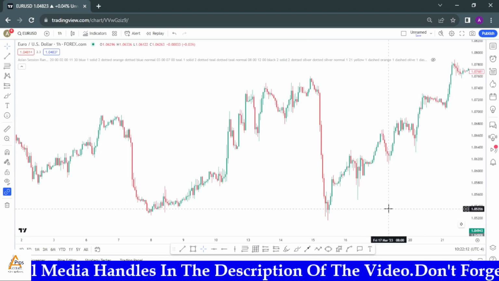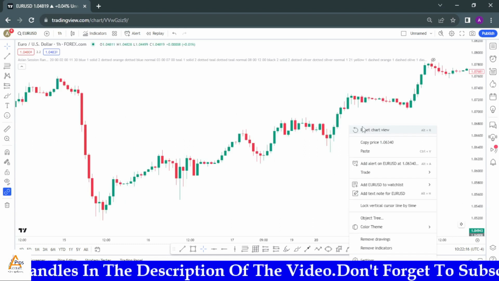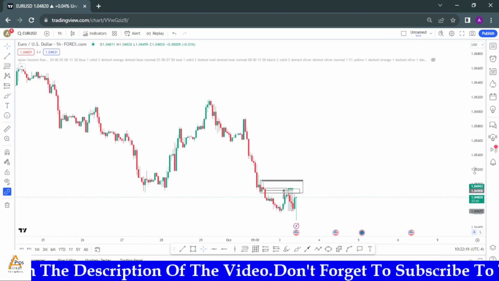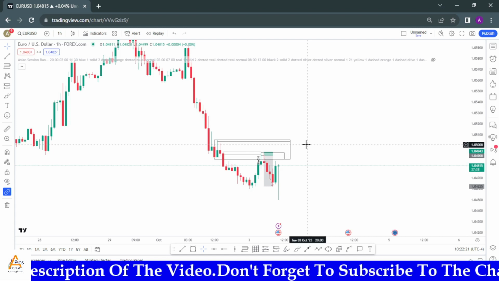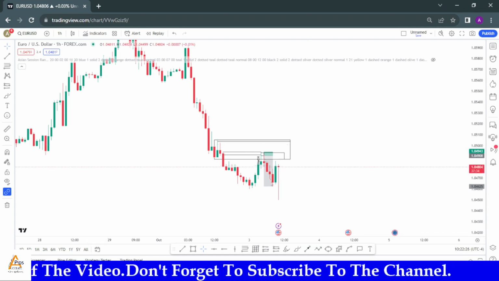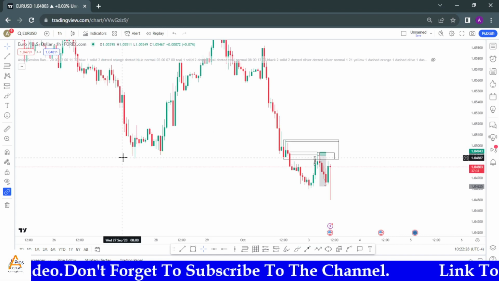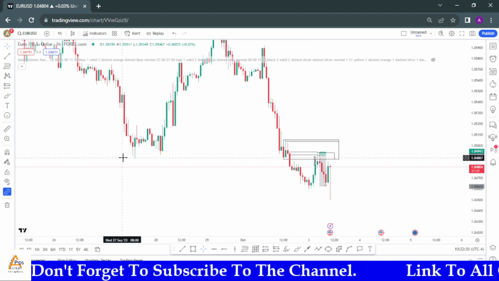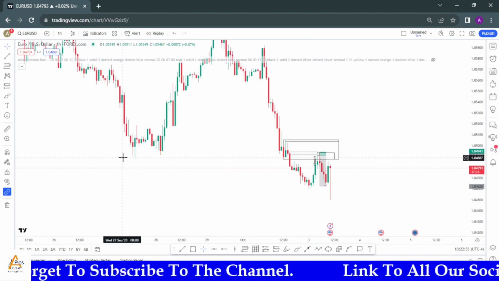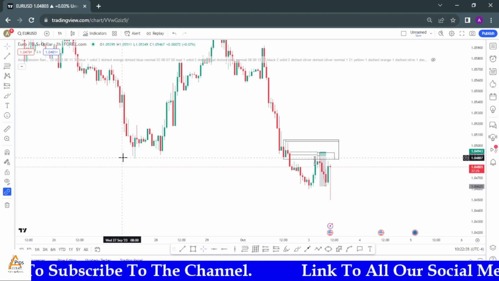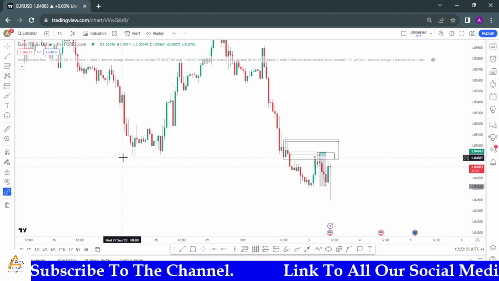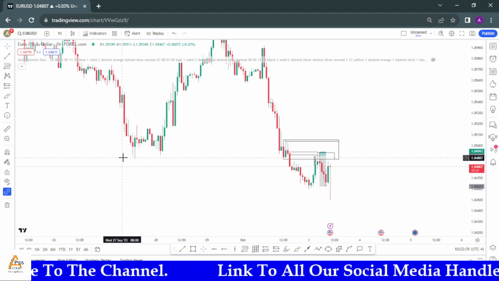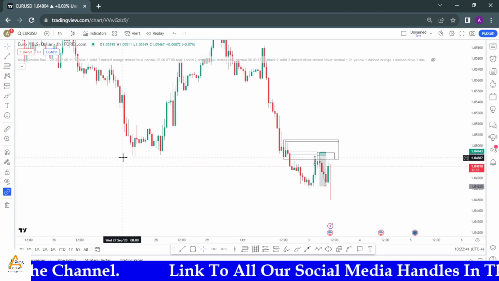Price reversed after the news swept the liquidity below here. You can see that move. After sweeping all the liquidity, it taps onto a higher time frame POI. That is why that reversal is happening. So most of the time you can catch the news on both sides. You can catch it on the sell side and you can catch it on the buy side as well.